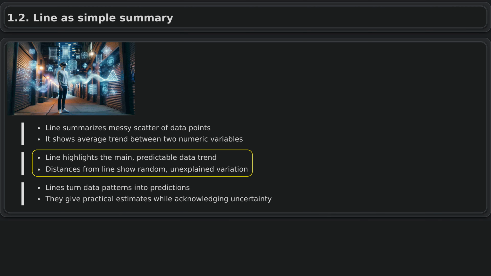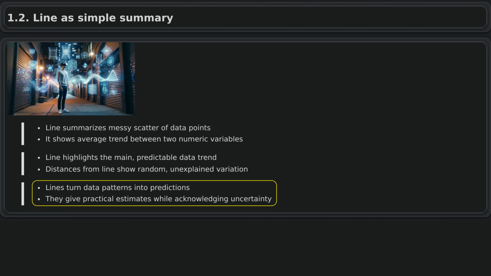A line can be viewed as a summary of data that separates the main pattern from random variation. For example, when relating house price to size, a fitted line highlights the overall trend that larger homes tend to cost more, even though other factors like location and condition cause individual prices to differ. The line represents the predictable part of the relationship, while the distances from the data points to the line represent the unpredictable influences. In this way, the line helps us distinguish the signal from the noise in the data.